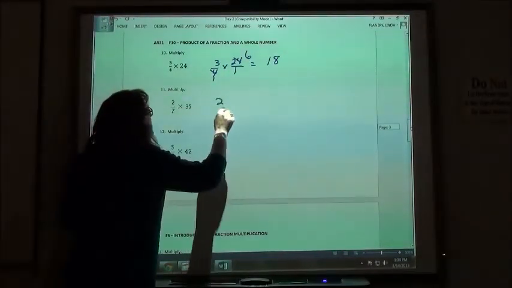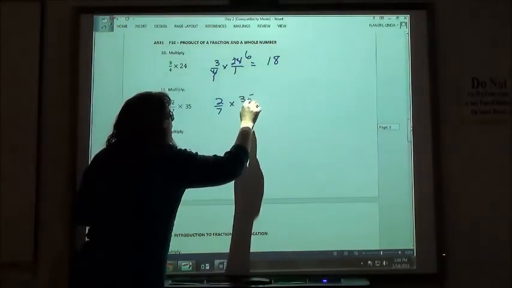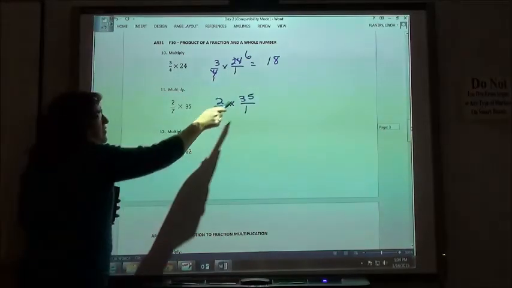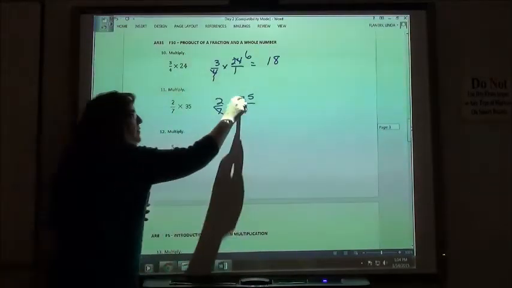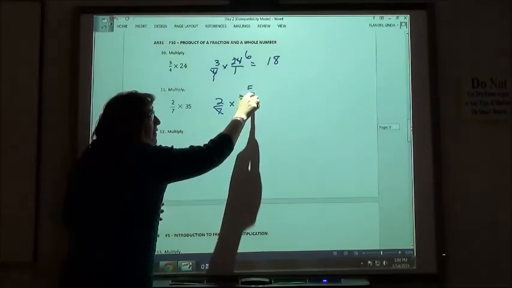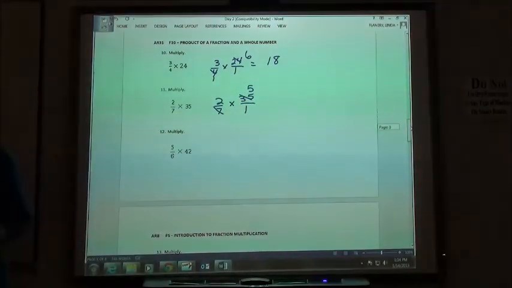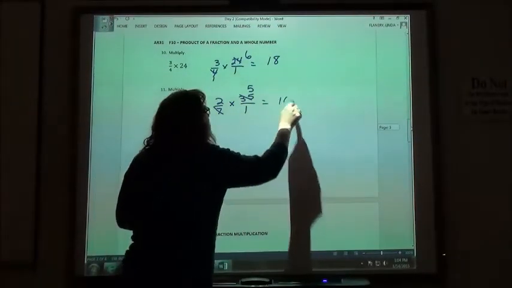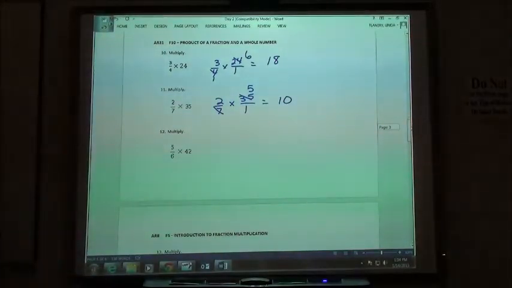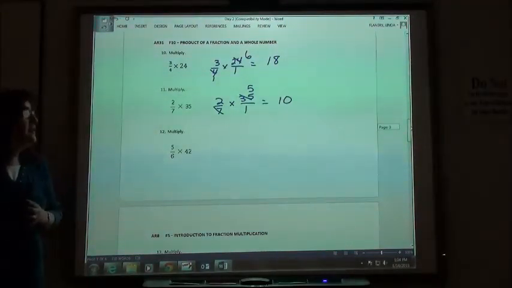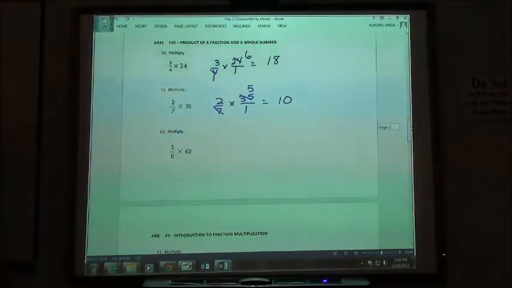So 2/7 of 35. 7 divides into 35. Everybody all at one time? 5. And then I can multiply. 2 times 5, 10. 7 times 5 is 35.